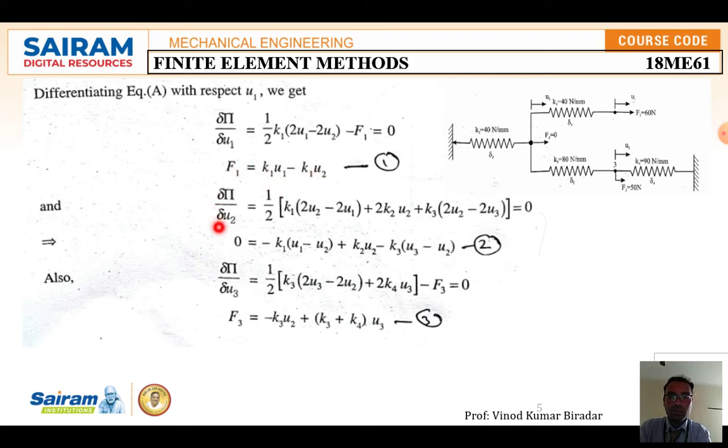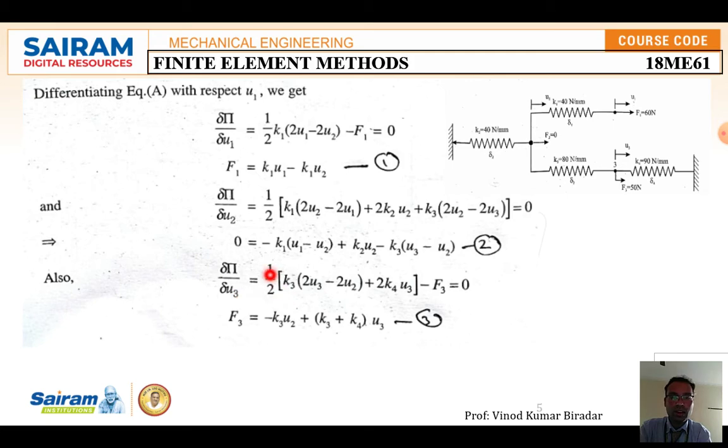Again, differentiate with respect to u2: half of k1 times (2 u2 minus 2 u1) plus 2 k2 u2 plus k3 times (2 u2 minus 2 u3), which is equal to 0. Here force is not given, that is f2 is equal to 0. Simplifying this, you are going to get minus k1 (u1 minus u2) plus k2 u2 minus k3 (u3 minus u2). So this is in terms of the f2 equation, so call it equation number 2. Again, differentiate the potential energy function with respect to u3.